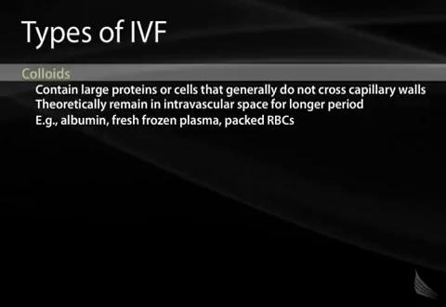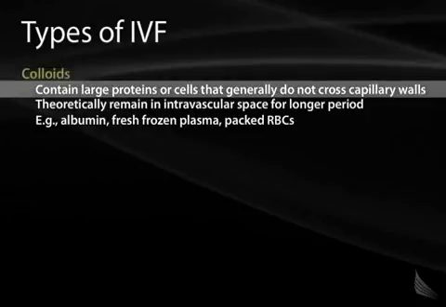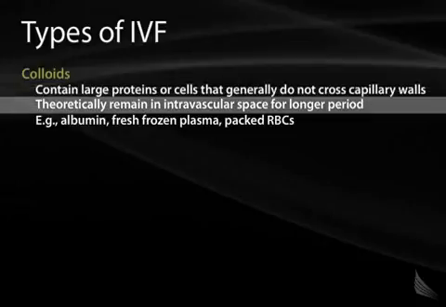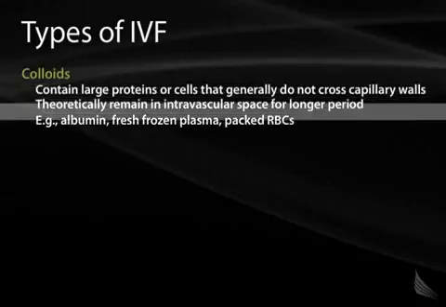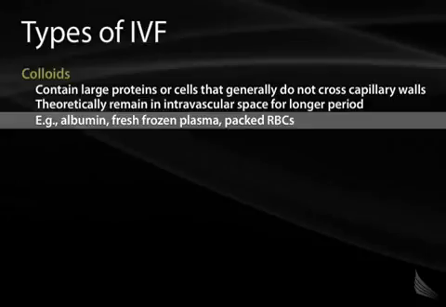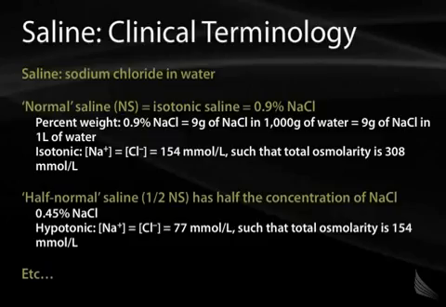Colloids are the other type of IV fluids. Usually these contain large proteins or cells that generally do not cross capillary walls. Theoretically, they remain in the intravascular space for a longer period. Examples are albumin or blood products, being packed red blood cells or fresh frozen plasma. While in theory this is true, and this theory is often used in clinical medicine to justify the use of colloid administration, there have never been proven clinical trials to suggest that colloids provide better intravascular volume expansion than crystalloids.